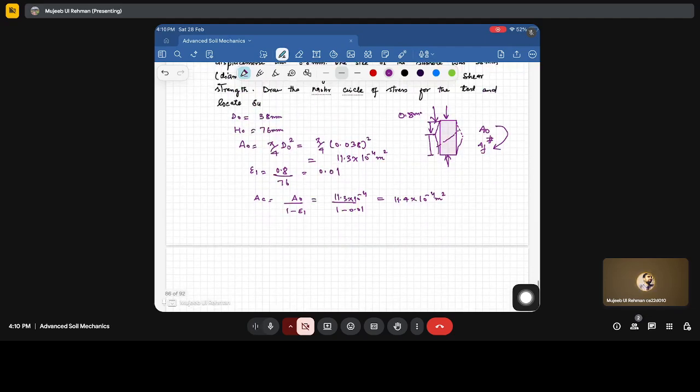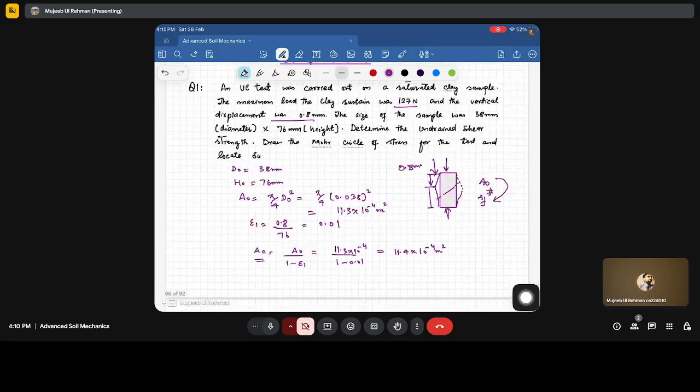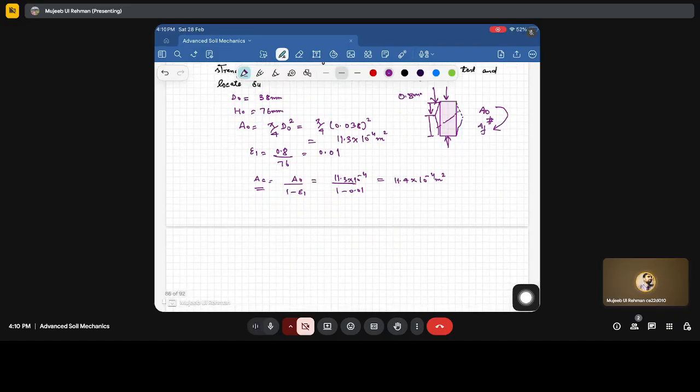Now we have the corrected area, and also we have the maximum load which the soil sustained before failure. It was 127. So we can determine the maximum principal stress, that is sigma 1 at failure, which is equivalent to P divided by A. What is the load? 127 N, I will convert it into kilonewton, divided by area 11.4 into 10 raised to the power minus 4. It will come out to be 111.4 kPa.